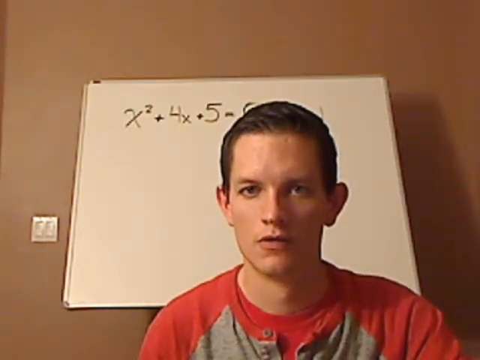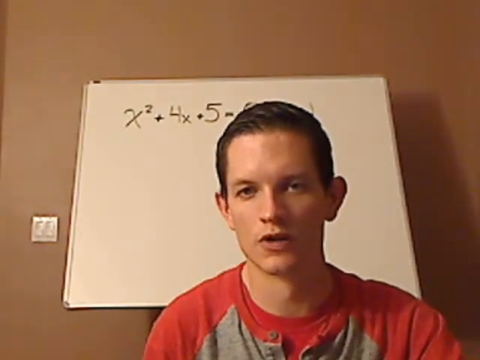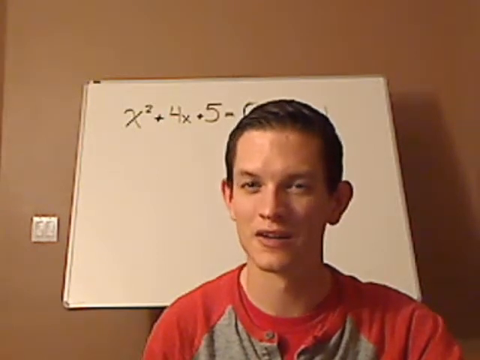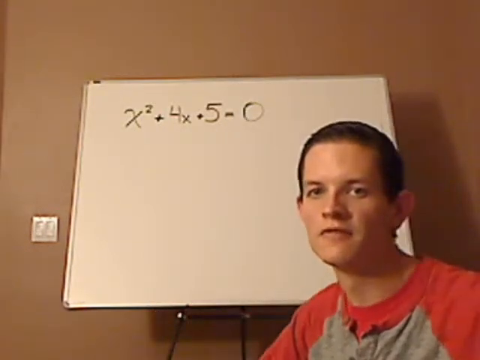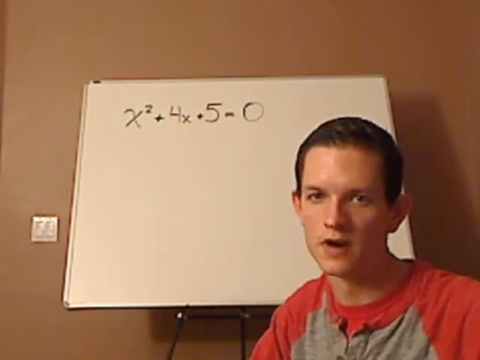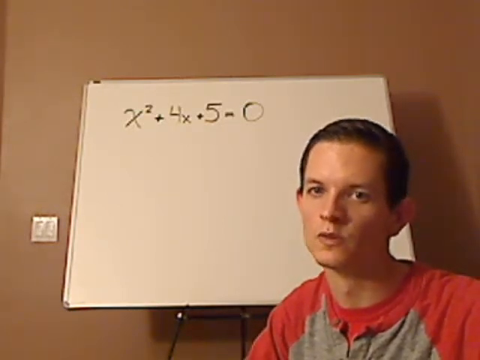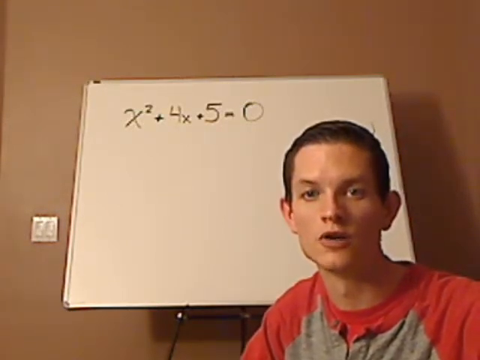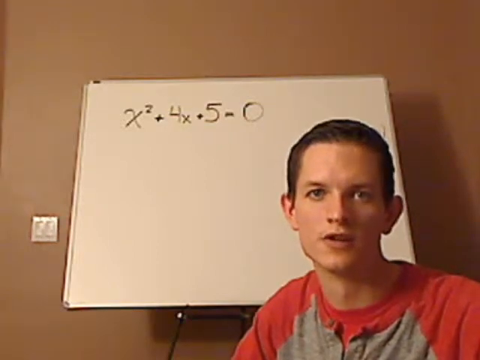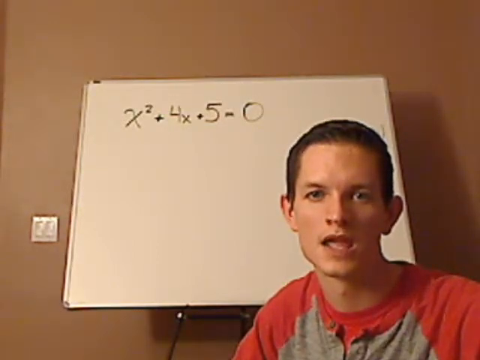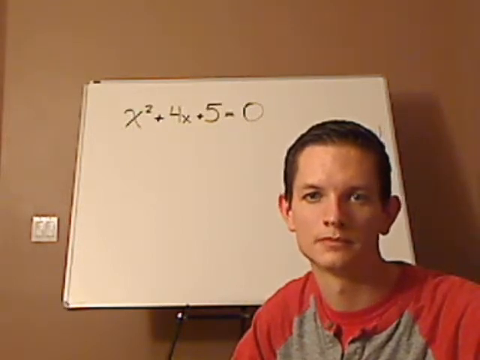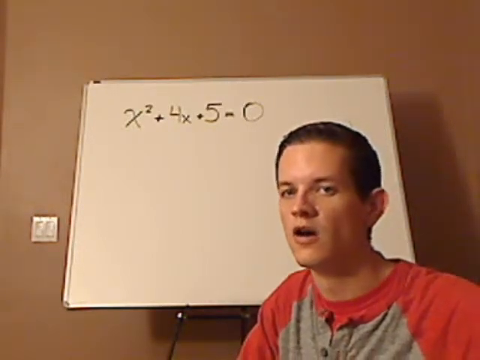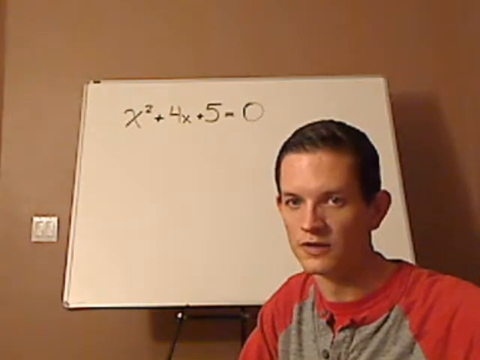Alright, in this segment, we're going to be solving this quadratic equation right here. You have x squared plus 4x plus 5 equals 0. So if you would, try this on your own, see if you can do it, and just pause the video. Alright, so hopefully by this time you have this problem worked out.